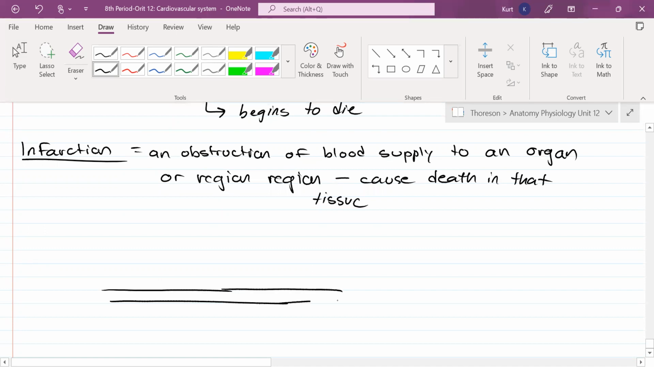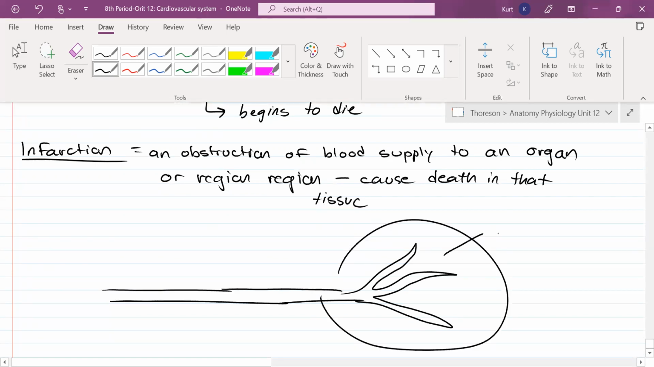So let's say here's a coronary artery. And over here, this is a really horrible representation, but it's going to have to do. This is your myocardium, your muscle layer of your heart. This is a coronary artery.